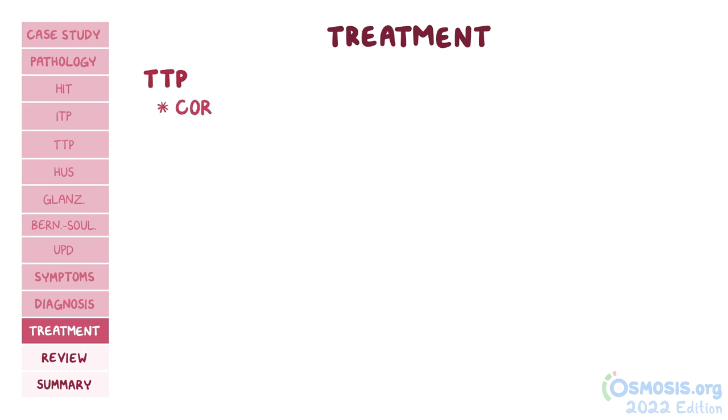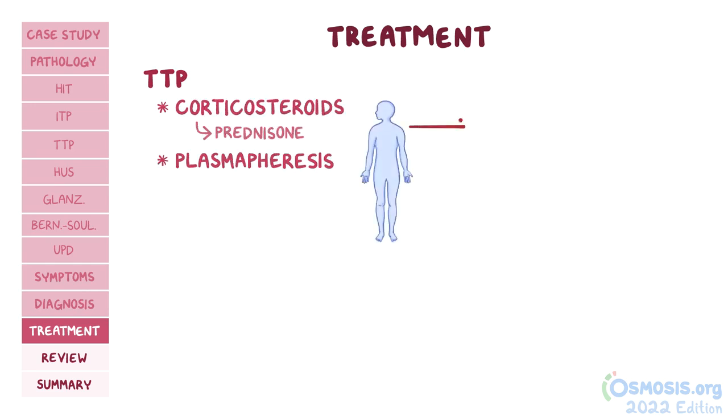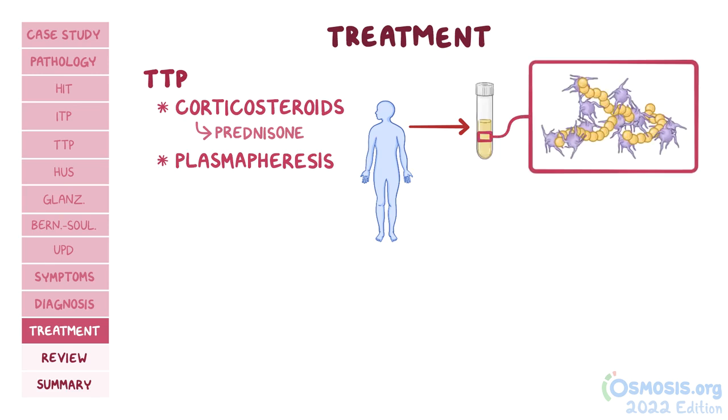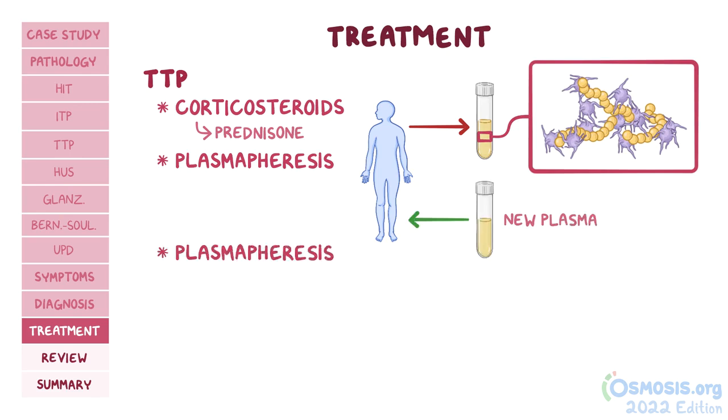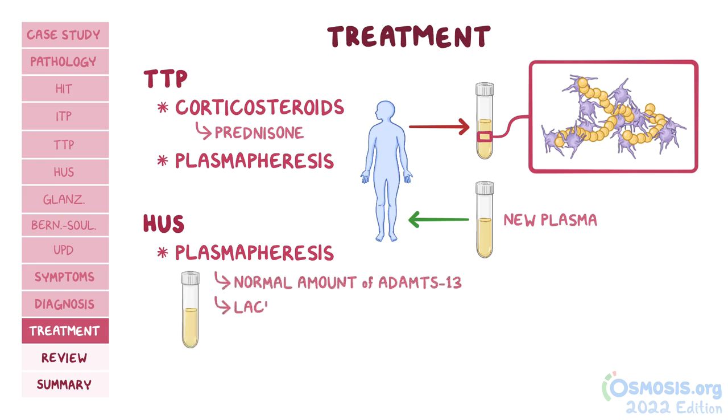Next, TTP is treated with corticosteroids like prednisone and plasmapheresis, which gets rid of the patient's plasma along with all of the large von Willebrand factor multimers, and replaces it with new plasma. Similarly, plasmapheresis is done in HUS. The patient's plasma is exchanged with plasma that has a normal amount of ADAMTS13, and lacks the antibodies that might be destroying it.